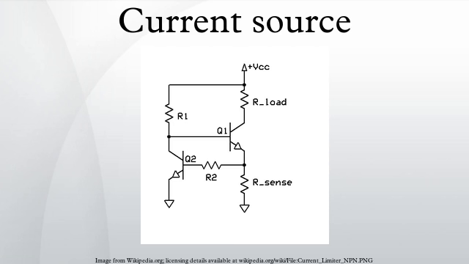Current mirror with emitter degeneration. Series negative feedback is also used in the two-transistor current mirror with emitter degeneration. Negative feedback is a basic feature in some current mirrors using multiple transistors, such as the Widlar current source and the Wilson current source.